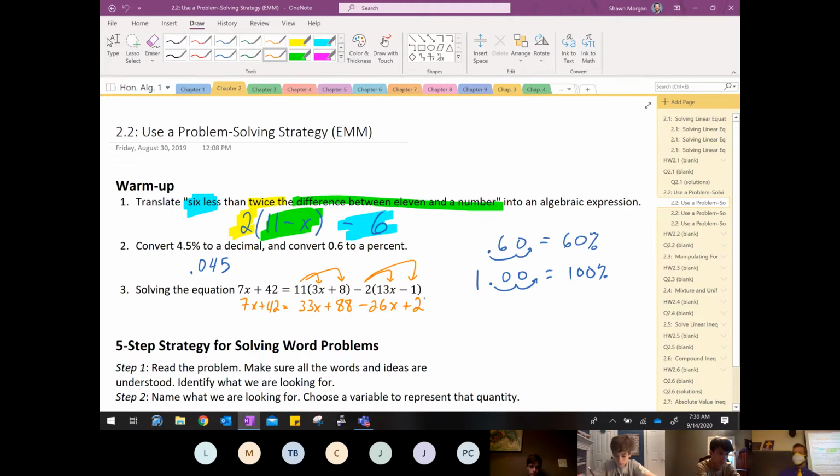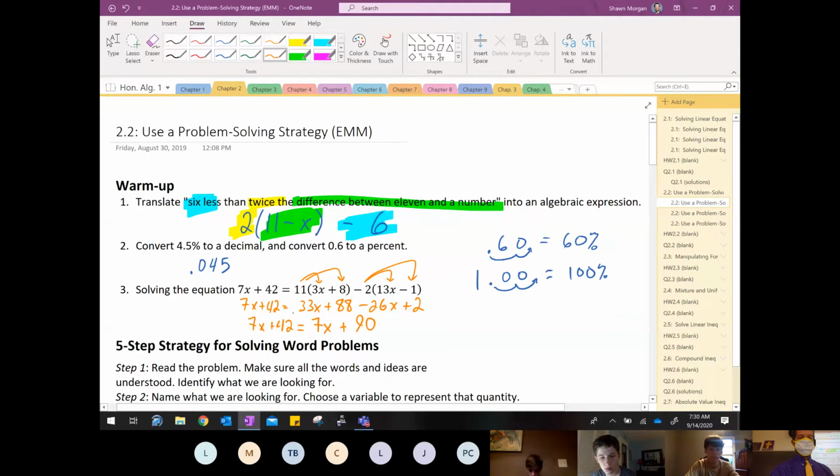All right, Jake, combine some like terms for me, please. We're on that right-hand side. You do 33x minus 26x, and you get, what is that? 7x. All right, and we can all put 88 and 2 together and get 90. All right, 7x plus 42.